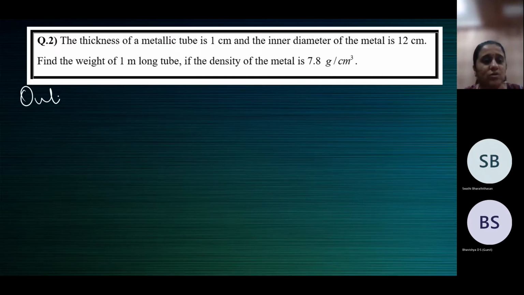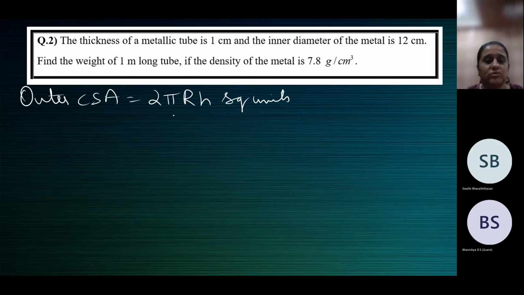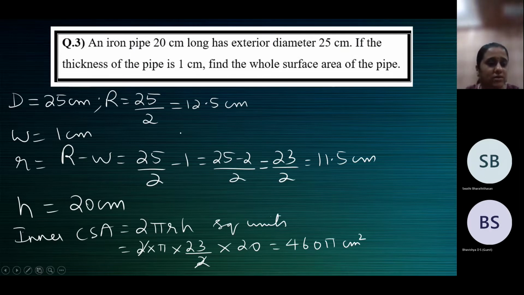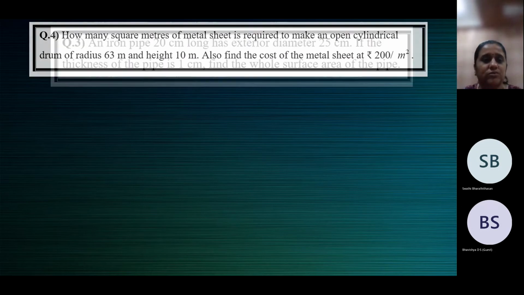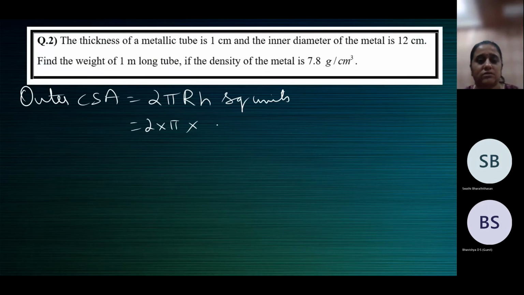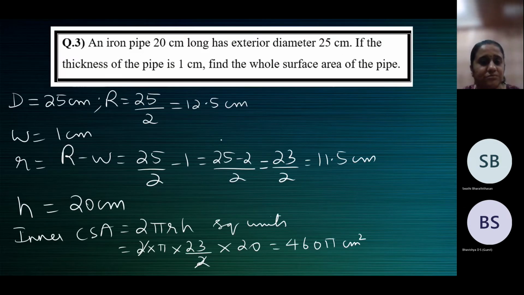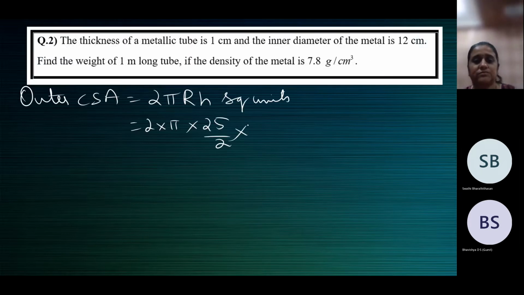So outer CSA is equal to 2 pi capital R H square units. So 2 into pi into capital R, which is 25 by 2, into height. So 2 and 2 get cancelled. Yes, 500 pi centimeter square.